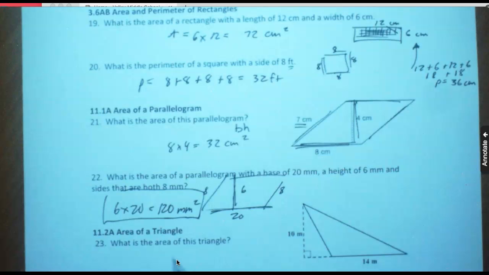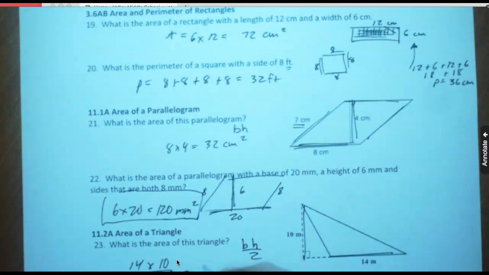All right, what is the area of this triangle? Well, this is the base times height divided by 2. So here's the base, 14, times height, which is 10. And we have to divide that by 2. So 14 times 10 is 140. Divided by 2 is 70. And that's going to be meters squared.